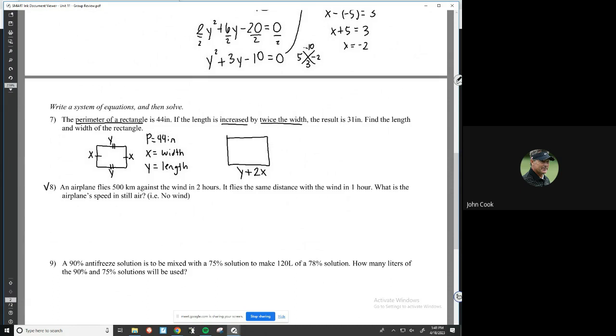I've got to read that more closely because I think that if it says 44 inches and then 31 inches, if the length is increased by twice the width, I would have thought that the perimeter would have to be larger than that. Find the length and the width of the rectangle. I think that they haven't changed the width, so let's keep the width. If the length is increased, so adding, by twice the width, the result is 31 inches. Maybe it's 31 inches more. I don't know. Find the length and the width of the rectangle.